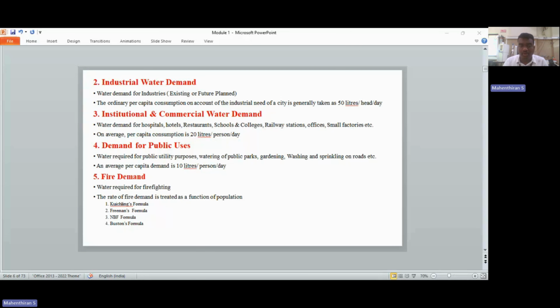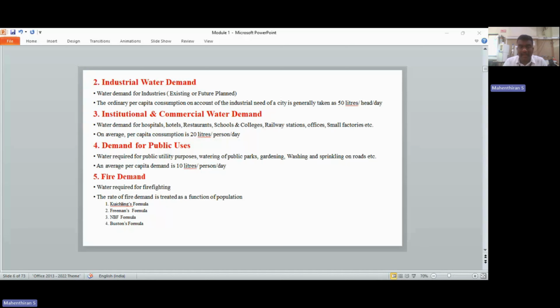Next, let us move to institutional and commercial water demand. This category includes water required for hospitals, hotels, restaurants, schools and colleges, railway stations, offices, and small-scale industries. Now, these facilities are essential for the functioning of a city. Even though they are not heavy industries, they collectively consume a considerable amount of water.